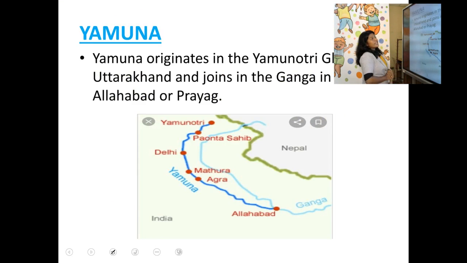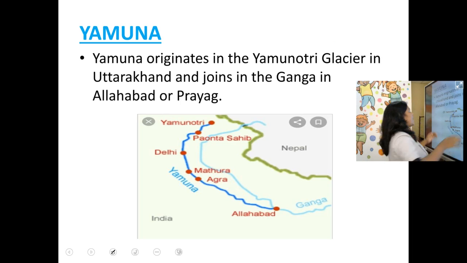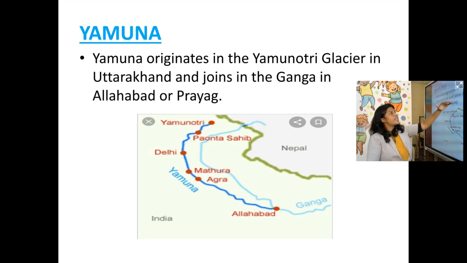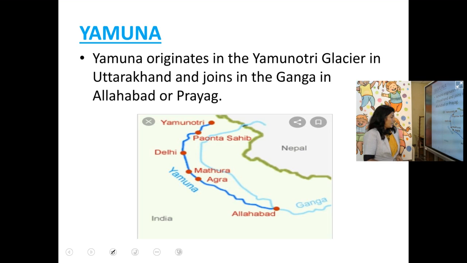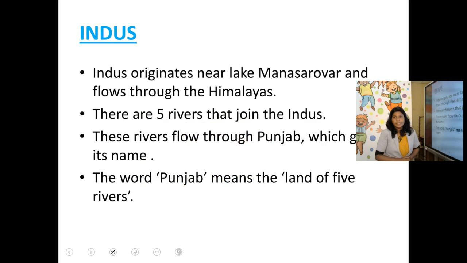Got it? So next is river Yamuna. The Yamuna originates in the Yamunotri glacier in Uttarakhand and joins the Ganga at Allahabad, or Prayag. So that is the river Yamuna.